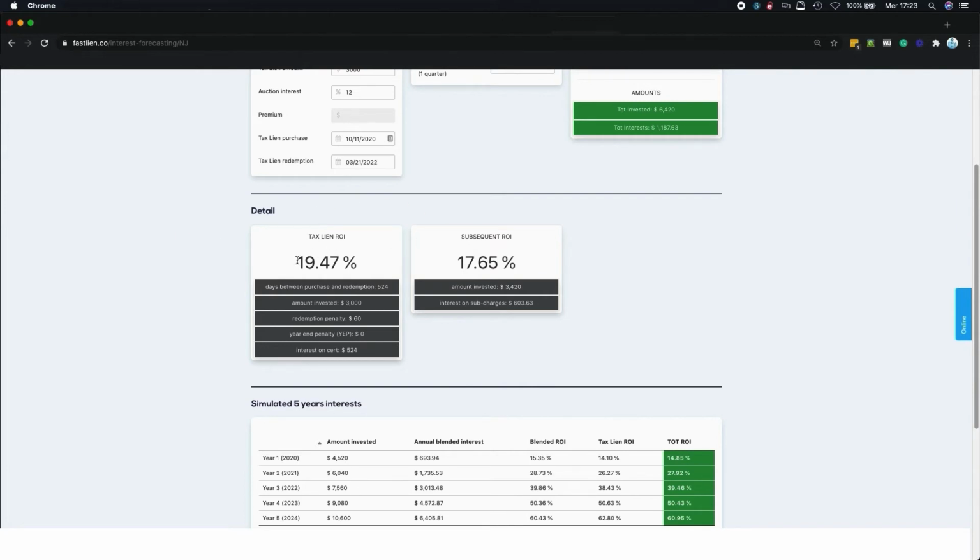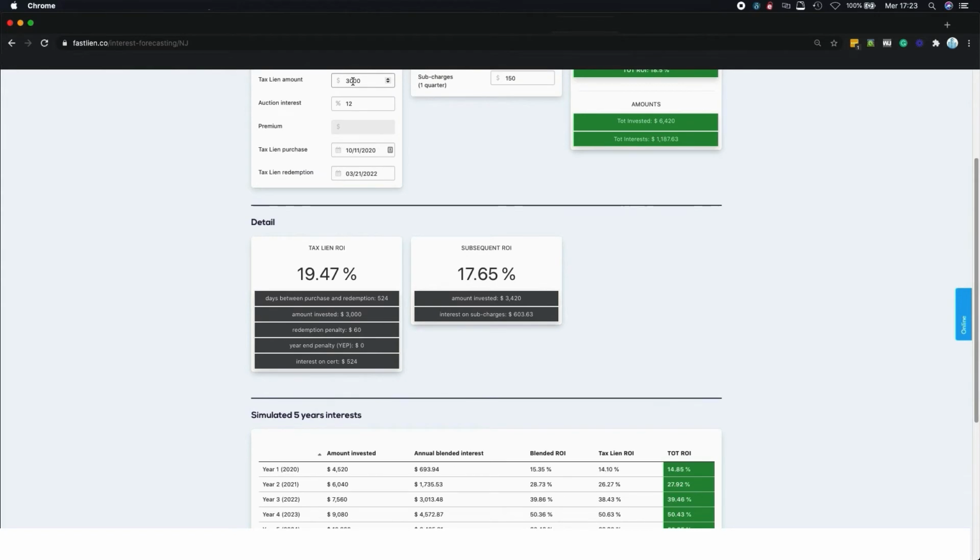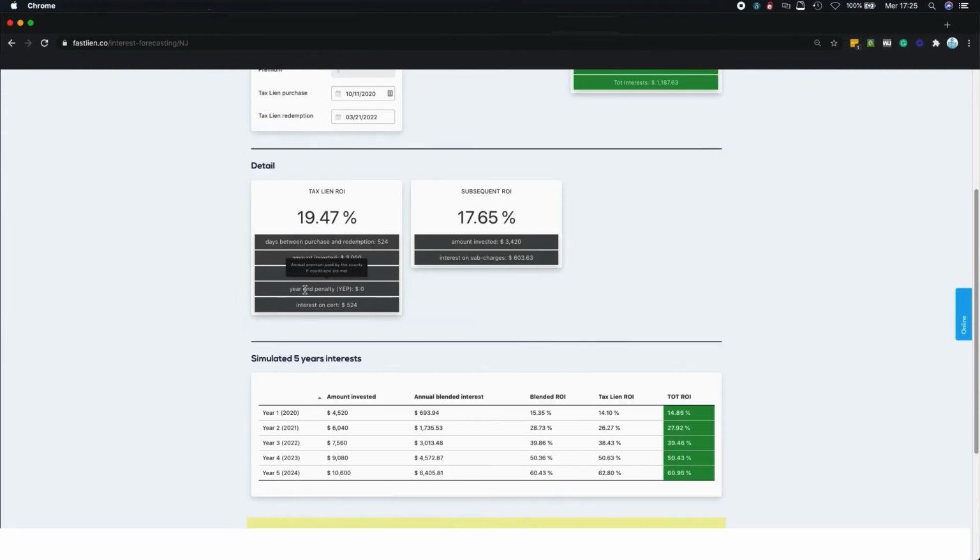Here again we have the total tax lien ROI and the subsequent taxes ROI. You can see the total days between purchase and redemption, 524 days. The amount invested is $3,000, which is the amount of the tax lien, and the redemption penalty is $60. So obviously you get a 2% penalty on your tax lien. In this case, there is no year-end penalty.